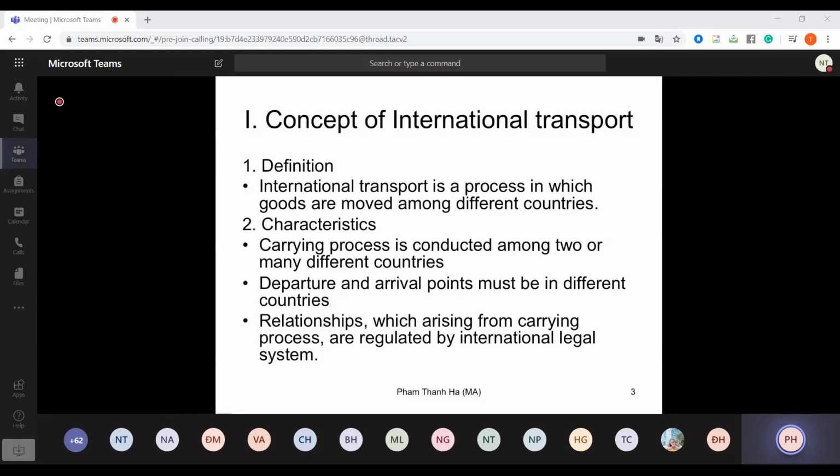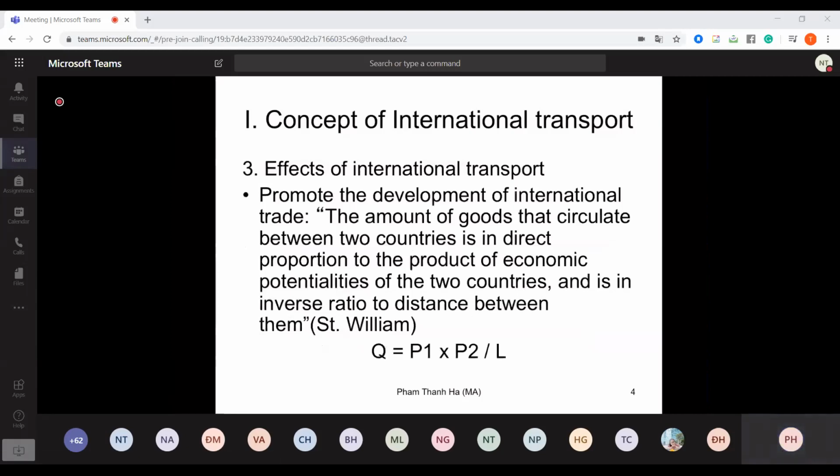Any questions from you for the definition and characteristics of the international transport? No? Okay. So shall we move to the next part about the effects of international transport? What are the benefits of international transport? Basically, we can mention three main things. The first one is to promote the development of international trade.